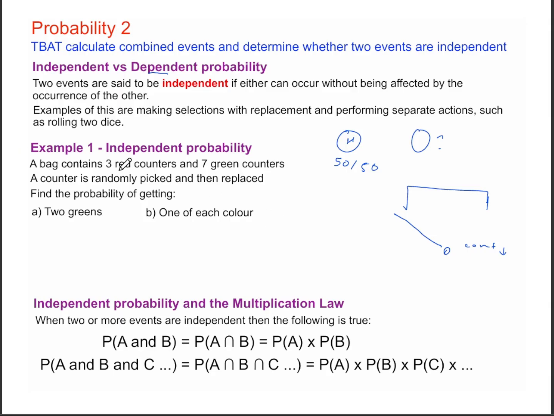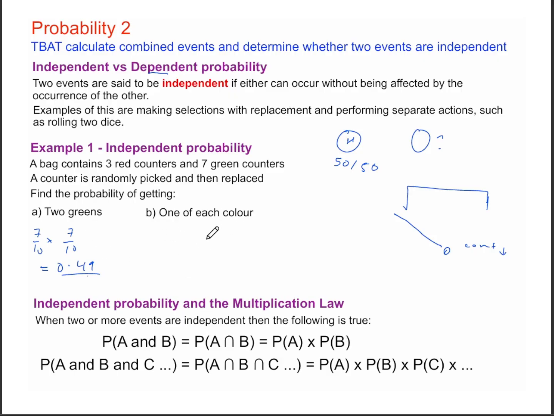So a bag contains 3 red counters and 7 green counters, and a counter is randomly picked and then replaced, meaning you pick it, then you put it back. Find the probability of getting 2 greens. The probability of getting 1 green counter is 7 over 10 because there are 7 green counters over a total of 10 counters. Then you are replacing it again, and you want those 7 green counters again, so you'll multiply by 7 over 10 again, and this will just give you 0.49. That's going to be the probability of you picking 2 greens in a row.